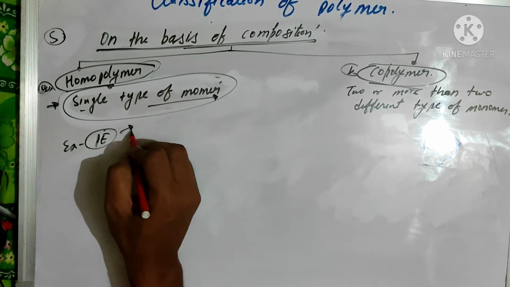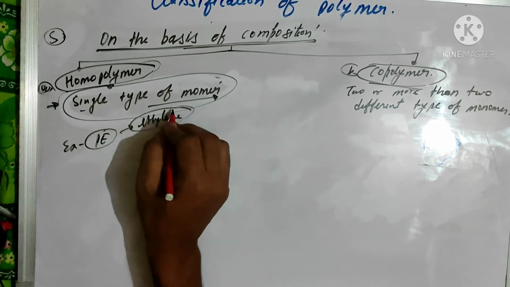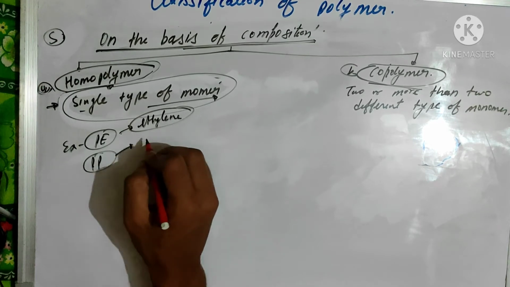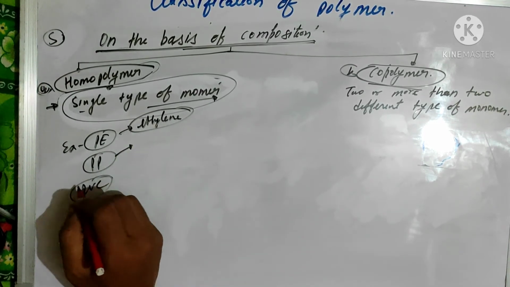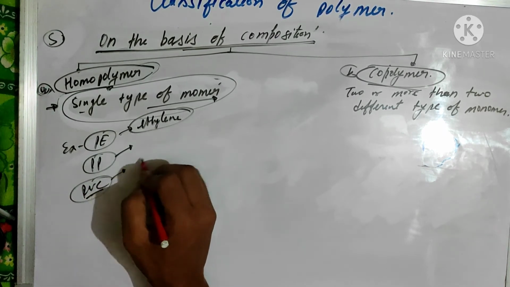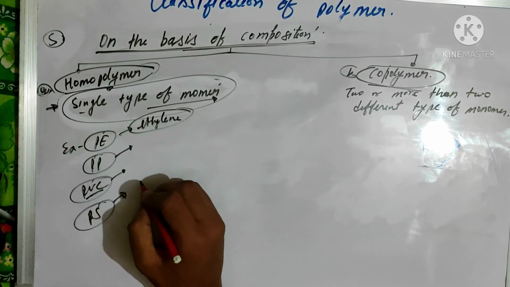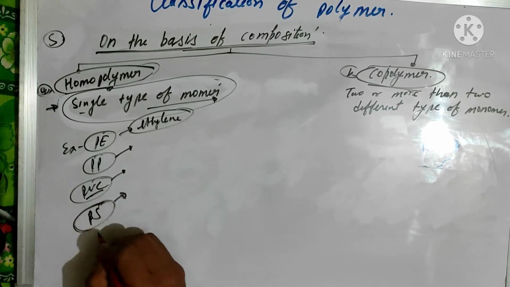Polyethylene has the monomer ethylene. This is a single type of monomer. Polypropylene has the monomer propylene. PVC also comes under the homopolymer, and the monomer of PVC is vinyl chloride. Polystyrene also comes under the homopolymer, and the monomer of polystyrene is styrene.